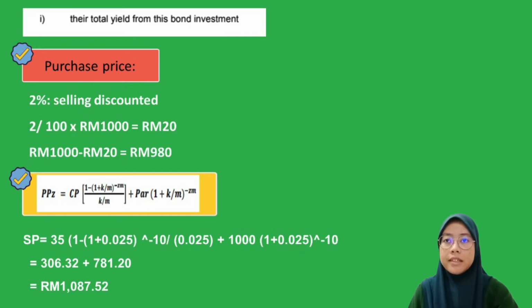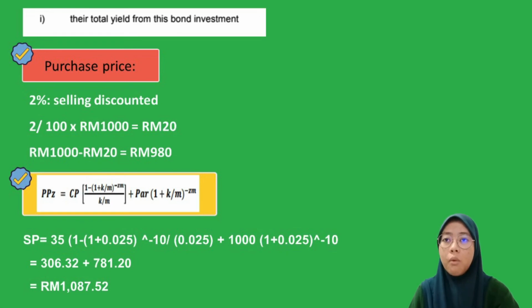First, we need to find the selling price by using the formula of CP multiplied by 1 minus (1 plus K over M) to the power of negative NM, divided by K over M, plus power value multiplied by (1 plus K over M) to the power of negative NM. Key in the numbers into the formula. CP is RM35, K over M is 0.025, negative NM is negative 10, and power value is 1000 ringgit.